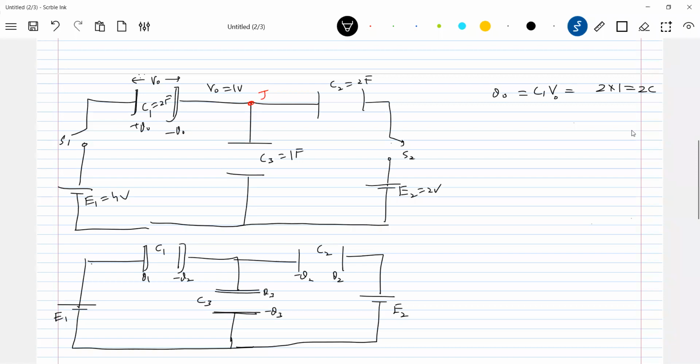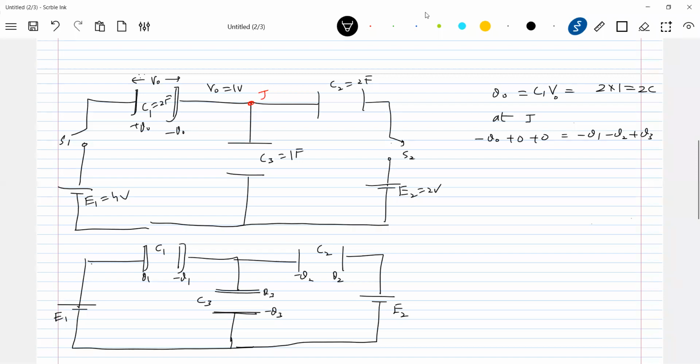Now, charge at isotope junction J. What was the initial charge? Minus Q naught plus 0 plus 0. What was the charge of this? This was minus Q naught. This was 0. This is 0. Finally, minus Q1 minus Q2 plus Q3. So you should not write Q1 plus Q2 equal to Q3 here. Things are different. Are you getting it?